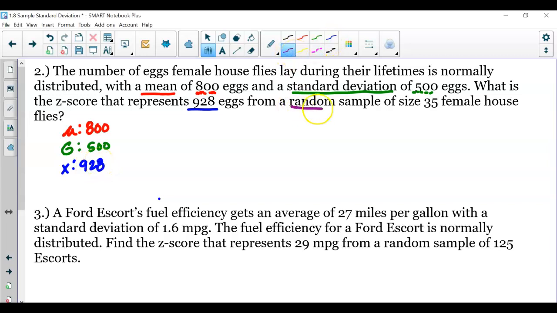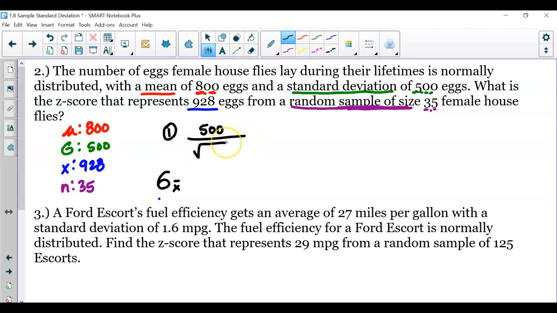From a random sample size, there you go. So here's our sample size of 35. That is our n, 35. So now with a sample, we need to get the sample standard deviation. So here we go. You take standard deviation, which is 500, divided by radical 35, the square root of our sample size. So put that in the calculator and you should get approximately 84.5. So now remember, we're not using a standard deviation of 500. Now we have a standard deviation of 84.5 for our sample.